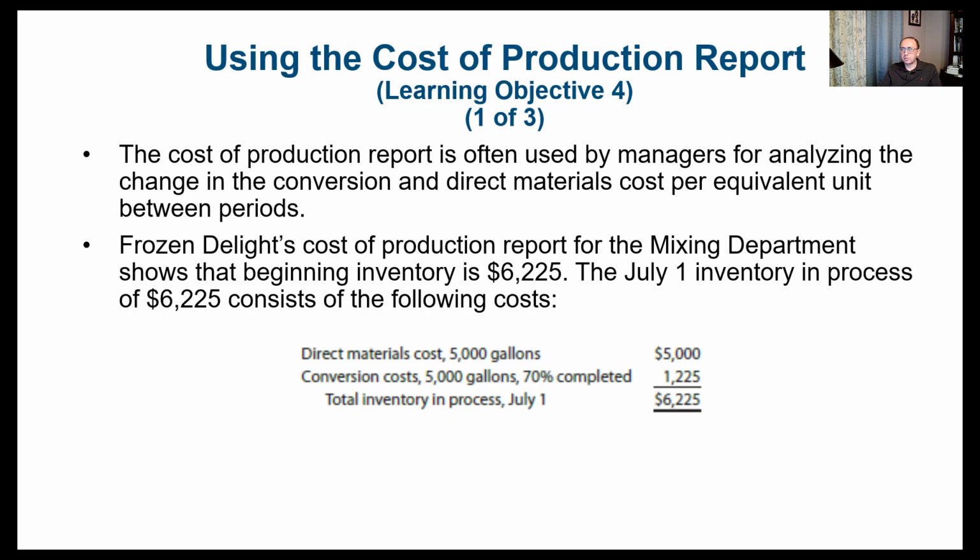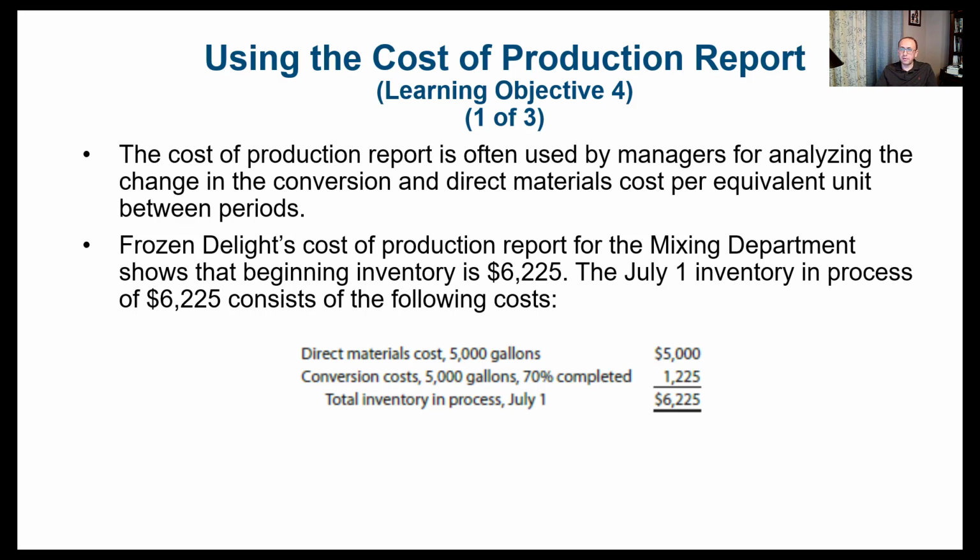Alright, so now let's talk about using the cost of production report. How is that helpful in any kind of decision? The cost of production report is often used by managers for analyzing the change in the conversion and direct material cost per equivalent units between periods. So I think we've seen the month of July. We can compare the numbers to the month of June and see how the company is doing.